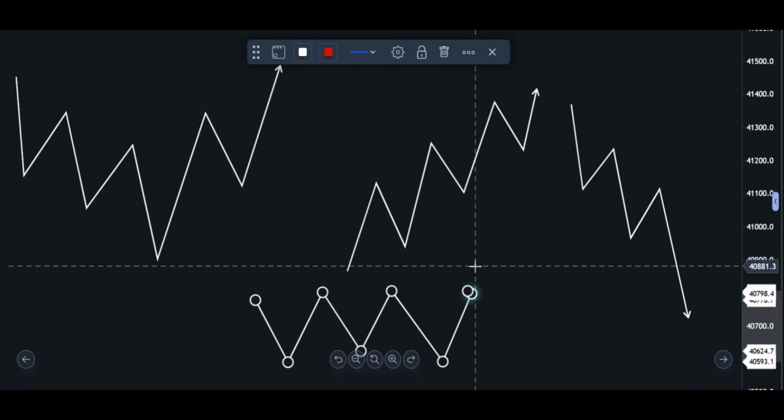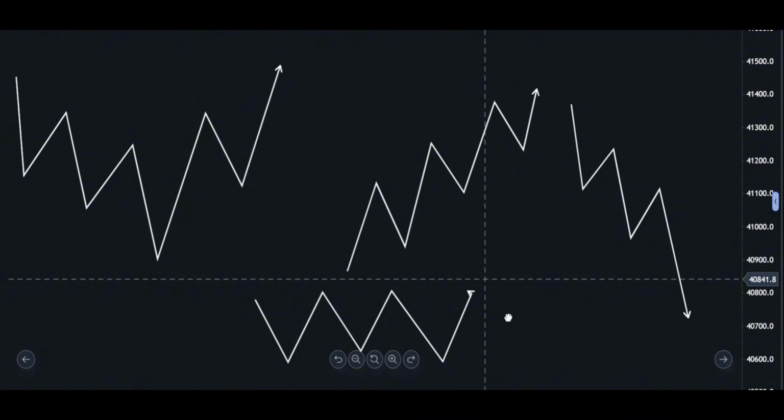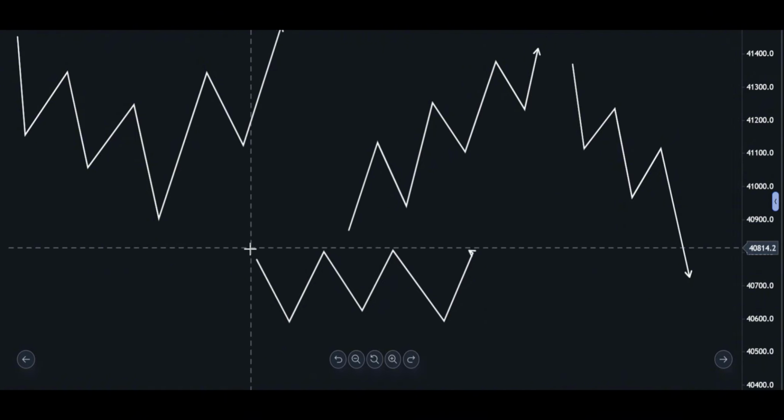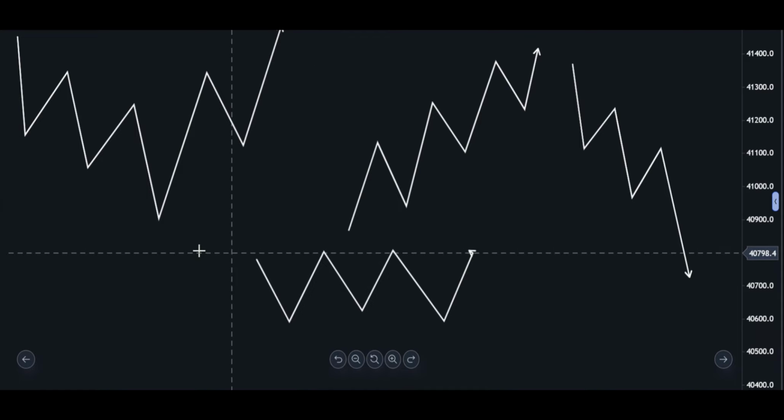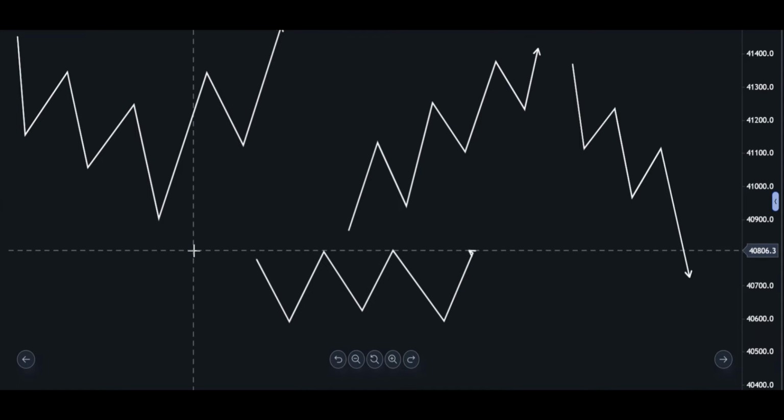So as a result of market structure, we can identify that we are in a ranging market. We are in a consolidating market. So this is the power of market structure. This is the importance of market structure in technical analysis. You can't do away with market structure.